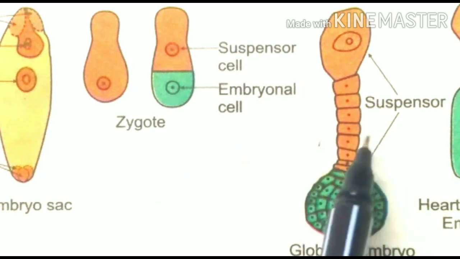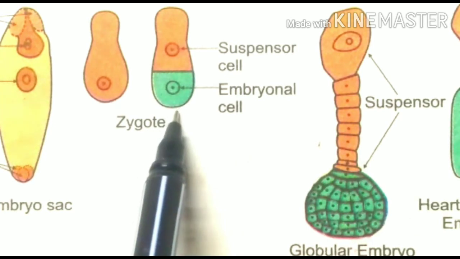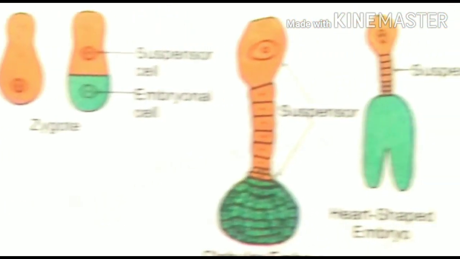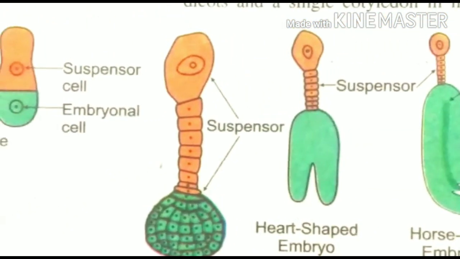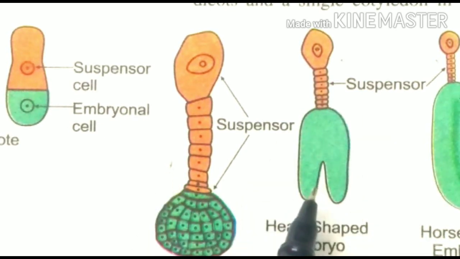After some time, the embryonal cell divides and forms a group of cells which appears ball-like, and that is called the globular embryo. After some time, that globular embryo gets converted into a heart shaped embryo.